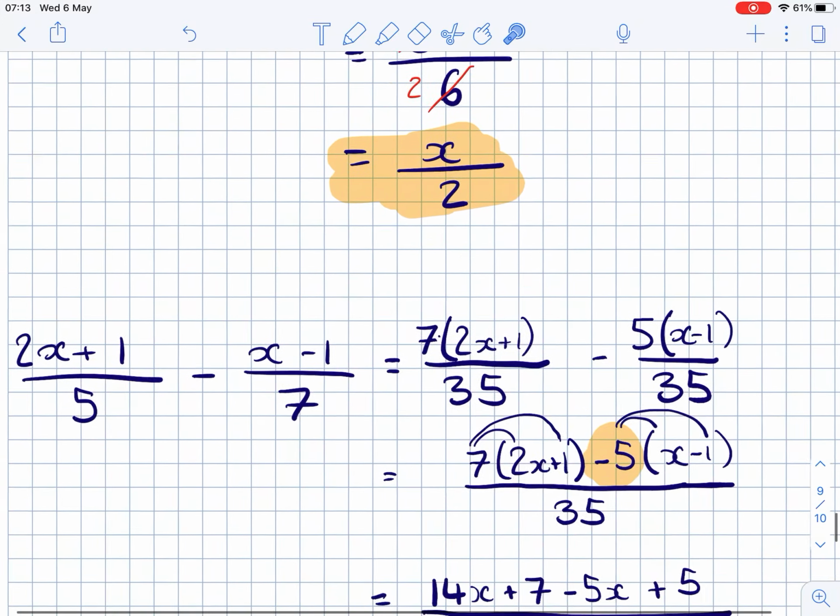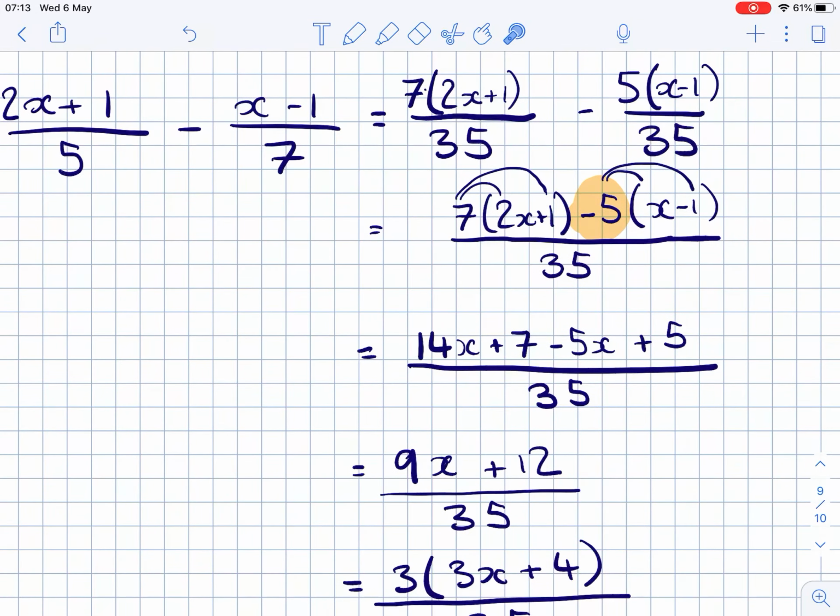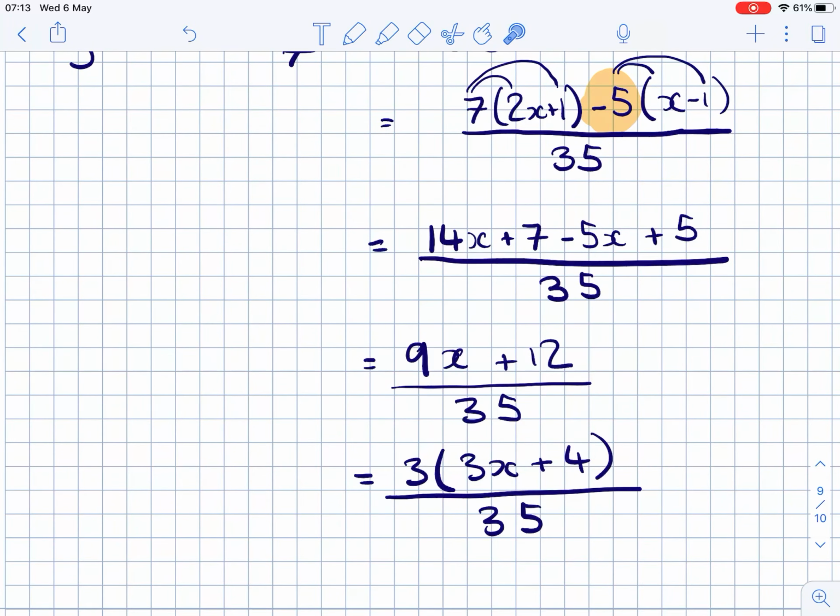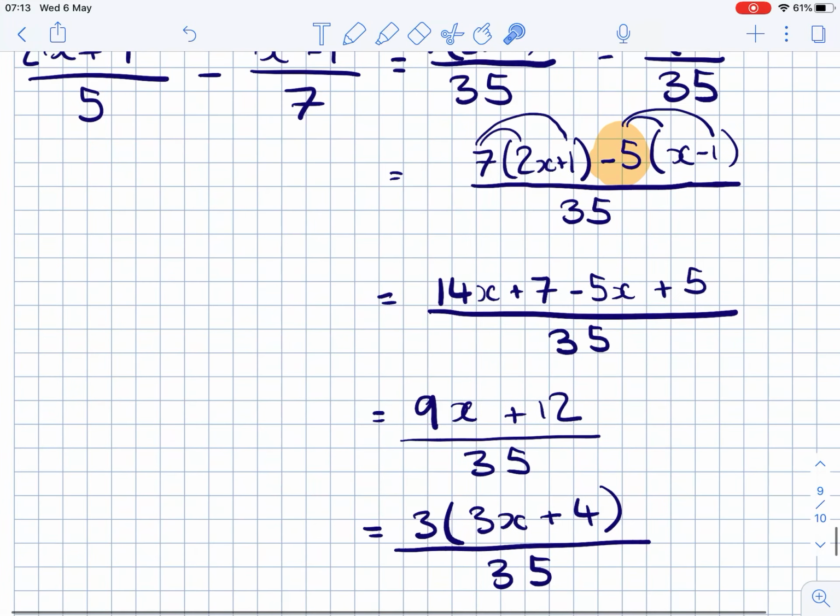In the next video I'll start looking at how to add and subtract some algebraic fractions, but this time when we have algebraic denominators instead. I hope you find that helpful.